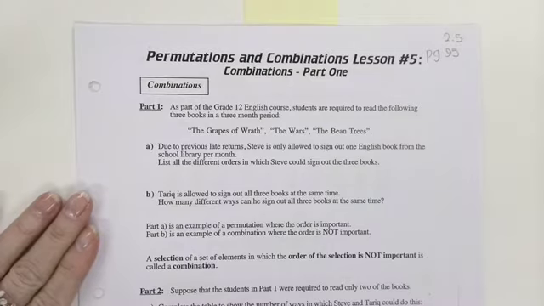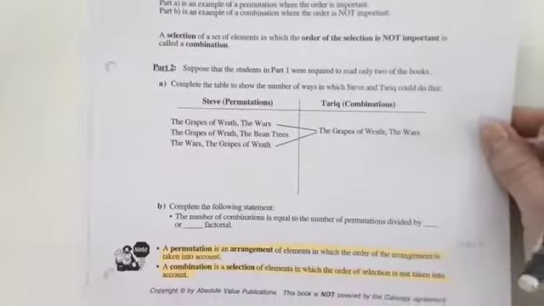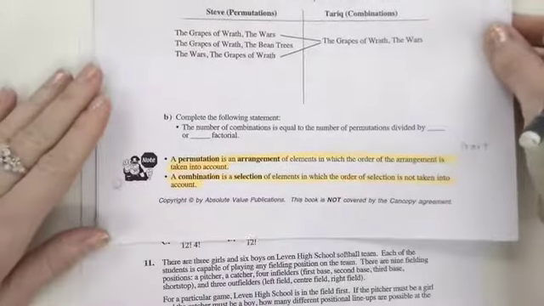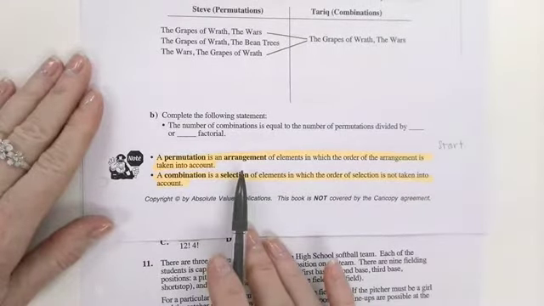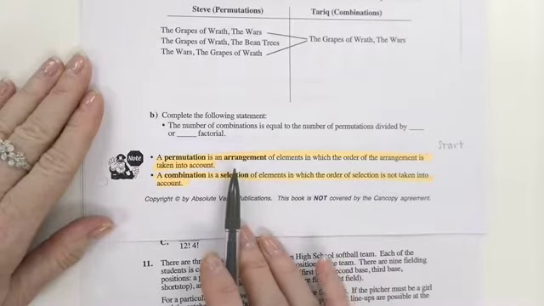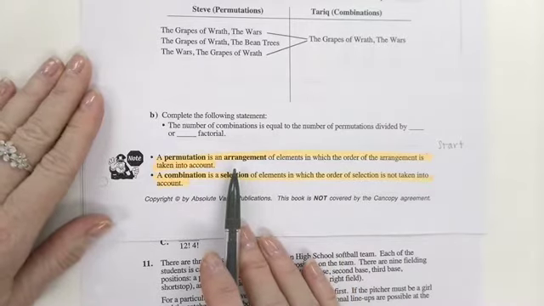This is the second part of the chapter, and in this chapter we'll do combinations, and we did permutations already. So at the bottom of this page, you want to highlight: a permutation is an arrangement of elements in which the order of the arrangement is taken into account. So that's what we've already done with people standing in a line and us taking a picture of them.